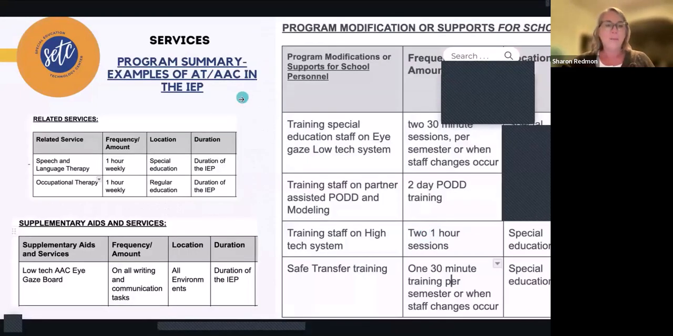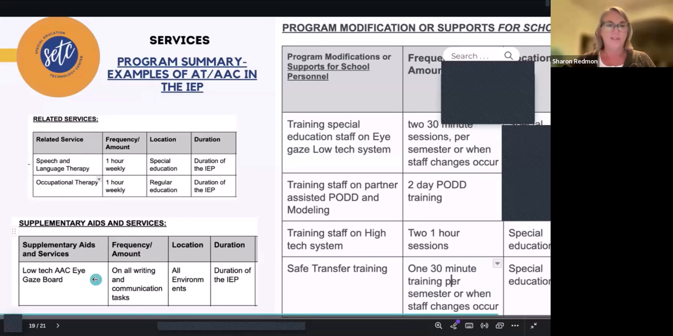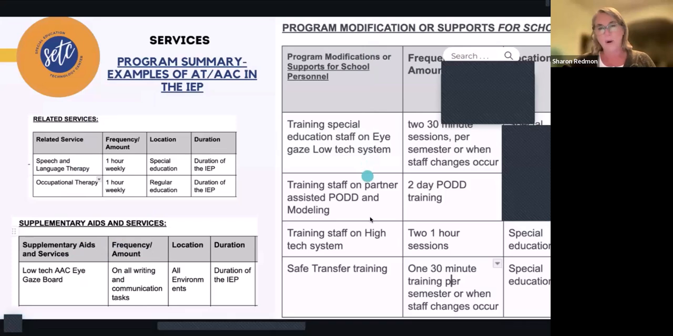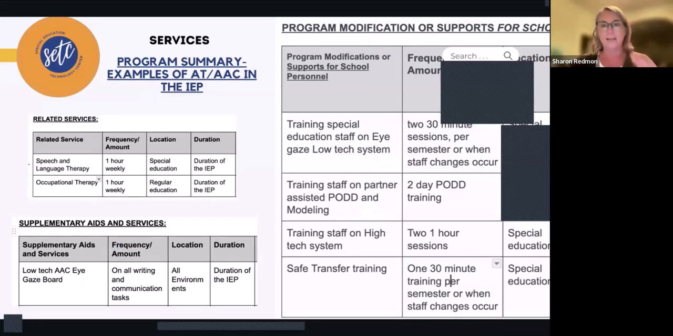Okay, programming services. So here we have an example of her related service. Here's an example of the supplementary aids and services, program modifications and supports, different things where now we're bringing that AAC and assistive technology into all of these pieces. And then obviously within her accommodations, they would be listed there as well.